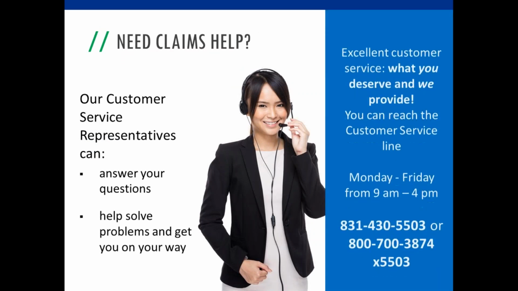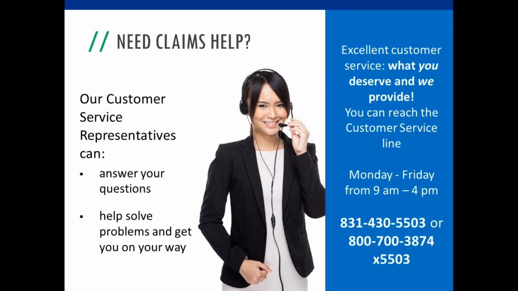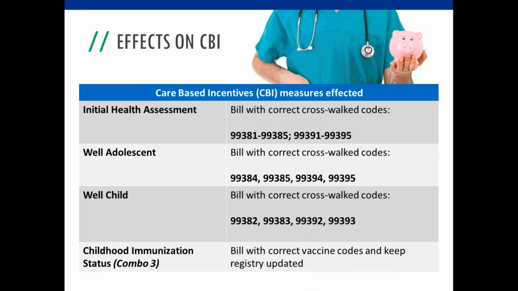If you need any type of claims help, please contact our claims adjudicators. They are available from Monday through Friday from 9 a.m. to 4 p.m. to answer any questions and help you solve any problems. You can contact our claims department at 1-800-700-3874, extension 5503.